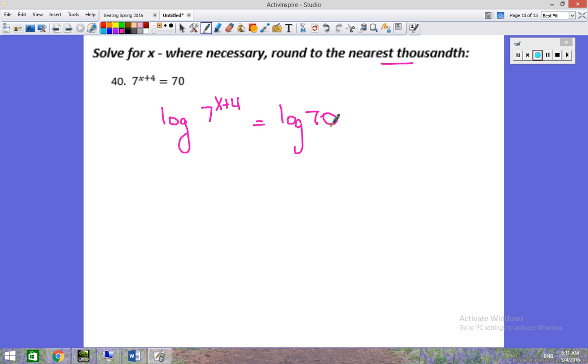By my properties of logarithms, this exponent comes out in front. When I move this exponent out in front, I need to have parentheses around it because this entire exponent is multiplied by this log of 7, not just one of the terms, but both of the terms.